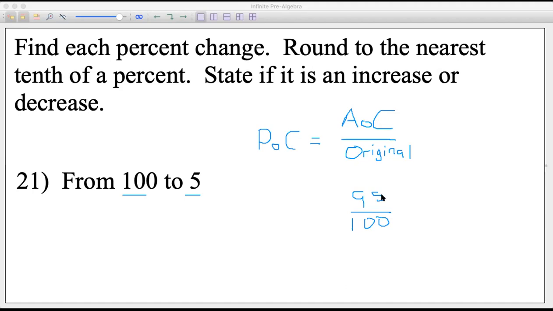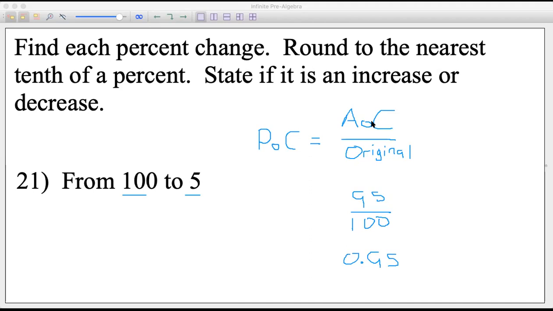I'll do this one for you real quick. 95 divided by 100 is 0.95. I'm leaving off the long division there. 100 minus 5, that's the amount of change.